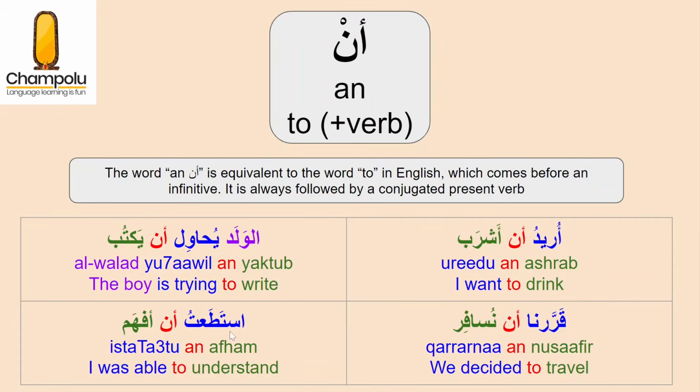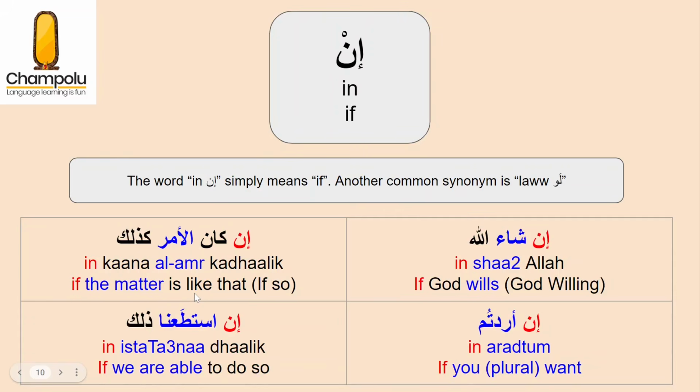And then we have a sentence such as استطعت أن أفهم. It means I was able to understand. And here the first verb is the verb استطاع or يستطيع, which means to be able to. So in this case, it's conjugated for the first person. I was able to, استطعت. And then the word أن, which means "to," and then أفهم, which means to understand, is also conjugated by first person.